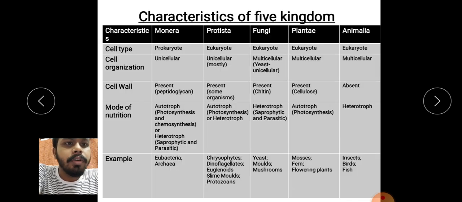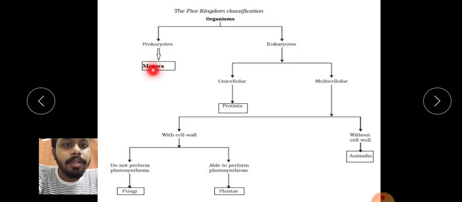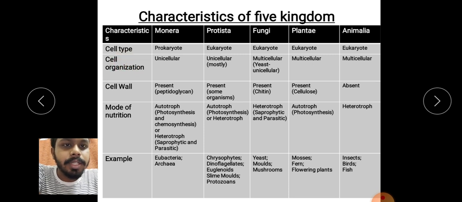Now here are the characteristics of the five kingdoms. The first characteristic is the cell type. Depending on the cell type, Monera is prokaryotic, but all the other kingdoms are eukaryotes. Next is the cell organization, which means whether the organism is unicellular or multicellular. Monera is unicellular, Protista is also mostly unicellular, but fungi are multicellular, the only exception being yeast. Yeast is a unicellular fungus, but other fungi are multicellular, and Plantae and Animalia are all multicellular.